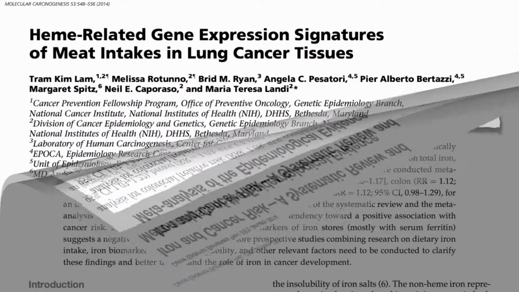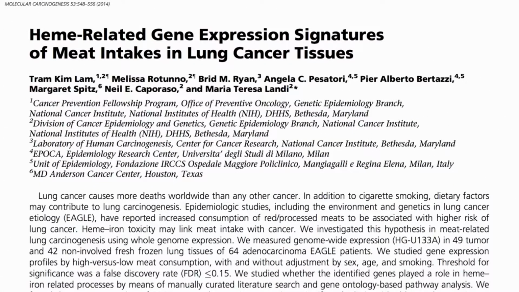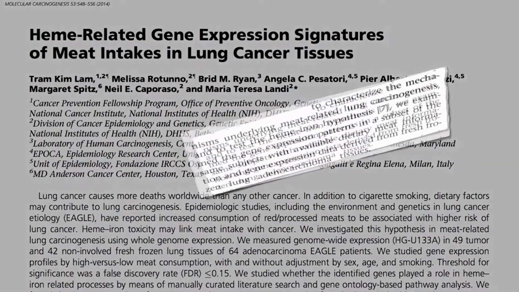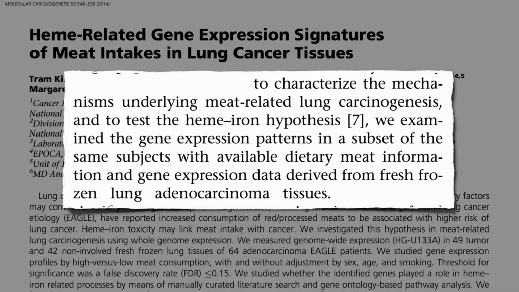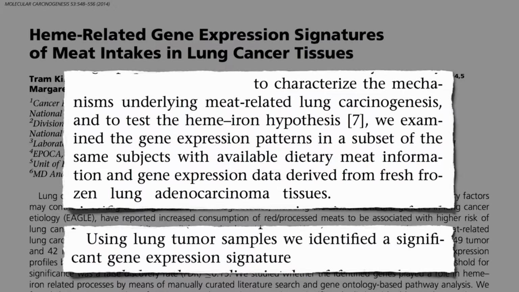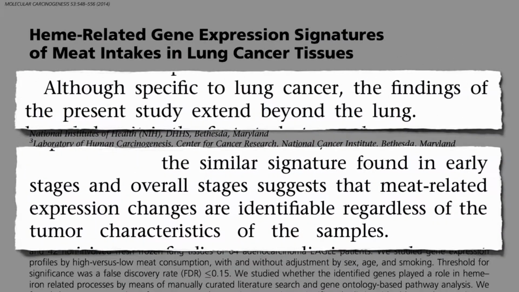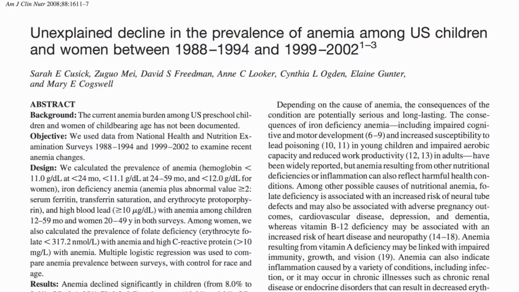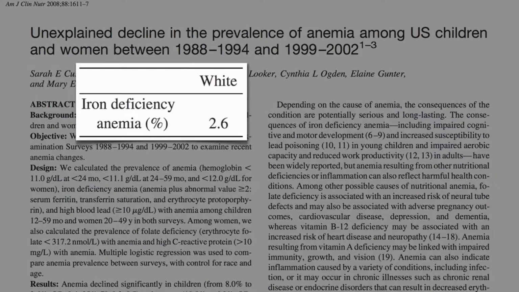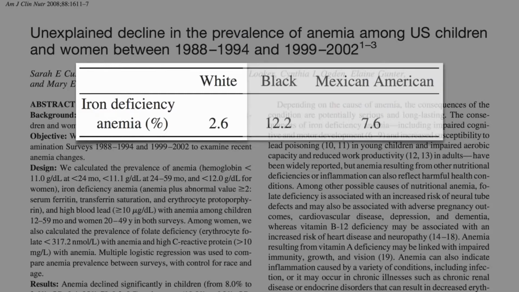In fact, you can actually tell how much meat someone is eating by looking at their tumors. To characterize the mechanisms underlying meat-related lung cancer development, they asked lung cancer patients how much meat they ate, and examined the gene expression patterns in their tumors, and identified a signature pattern of heme-related gene expression. Though they just looked at the lung cancer, they expect these meat-related gene expression changes may occur in other cancers as well. We do need to get enough iron, but only about 3% of premenopausal white women have iron deficiency anemia these days. However, the rates are worse for African and Mexican Americans.